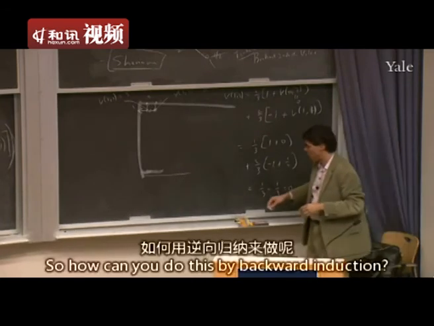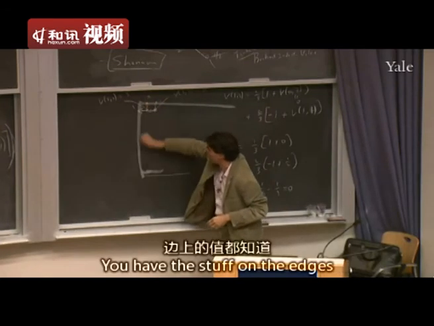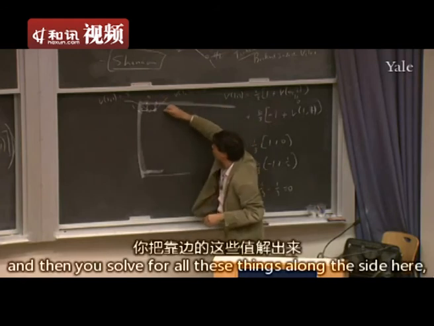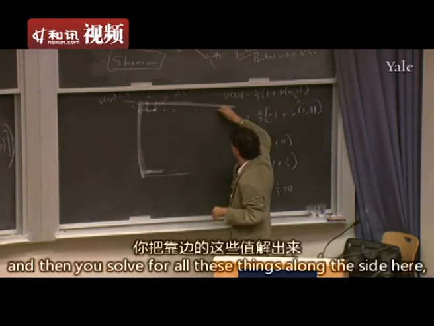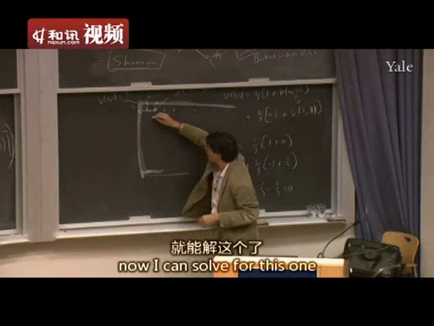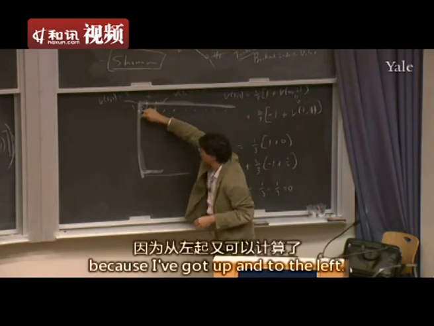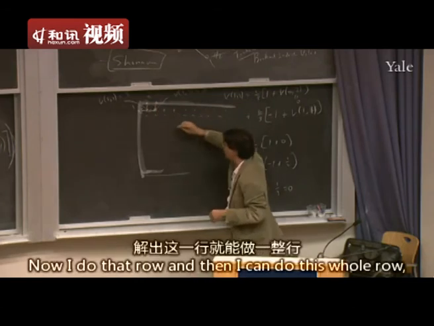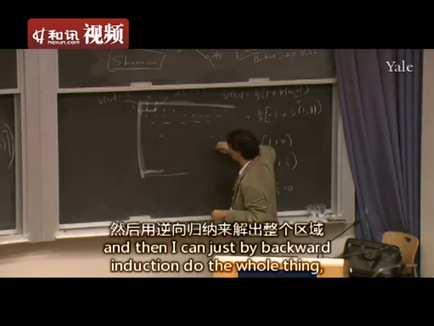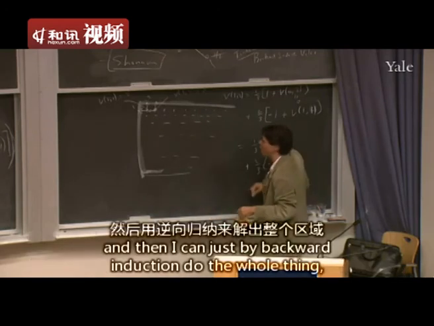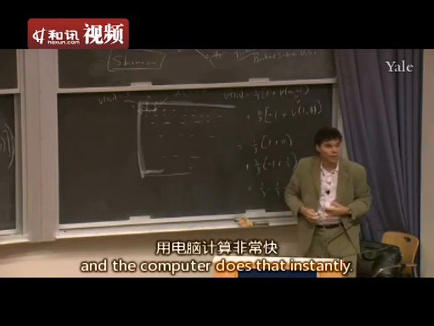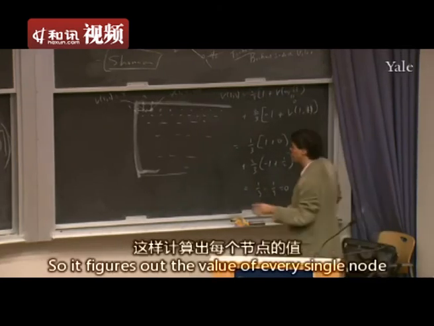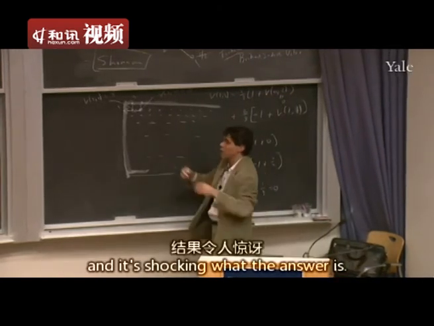So that's it. So how can you do this by backward induction? You have the stuff on the edges, and then you solve for all these things along the side here. And having done that, now I can solve for this one, because I've got up and to the left, and I do that whole row. Then I can do this whole row, and then I can just, by backward induction, do the whole thing. And the computer does that instantly. So it figures out the value of every single node, and it's shocking what the answer is.